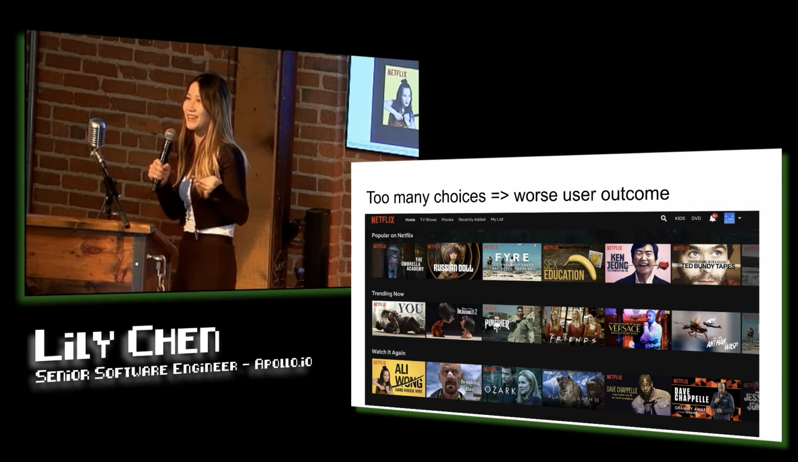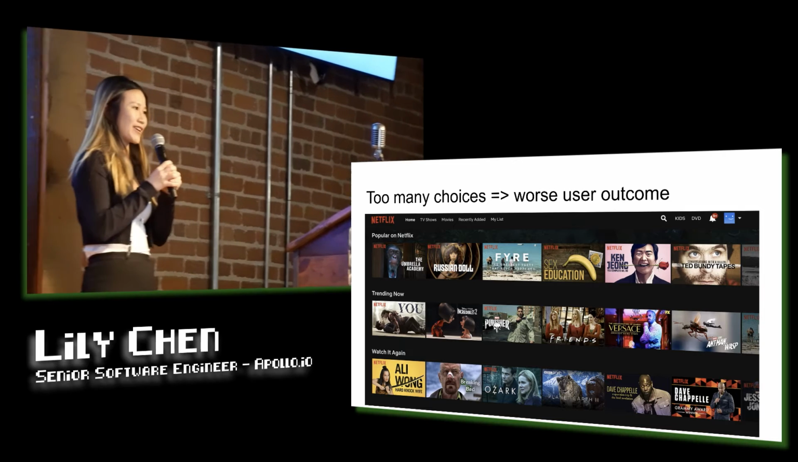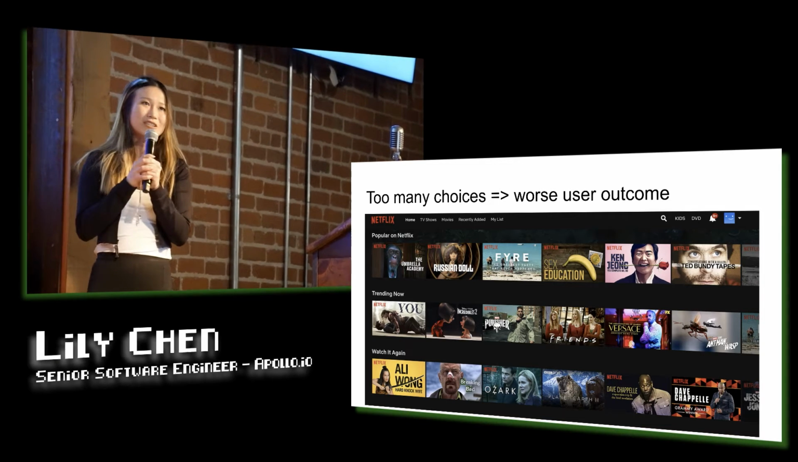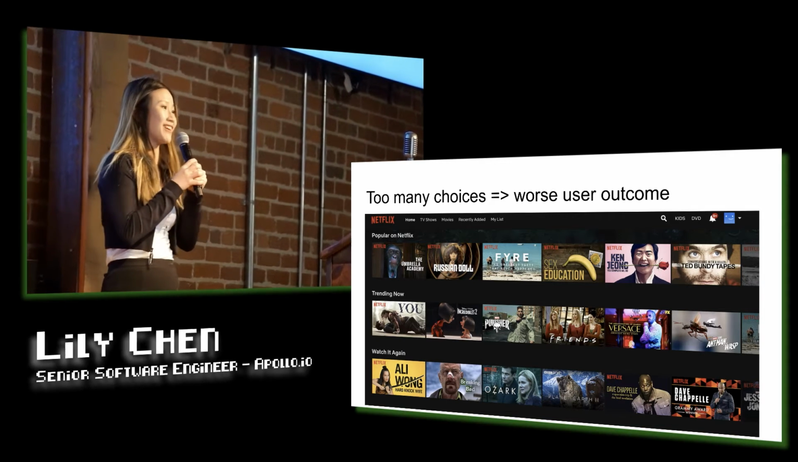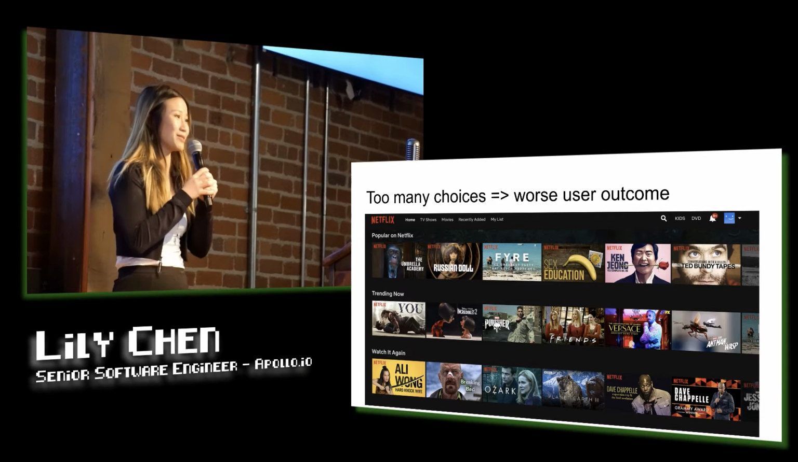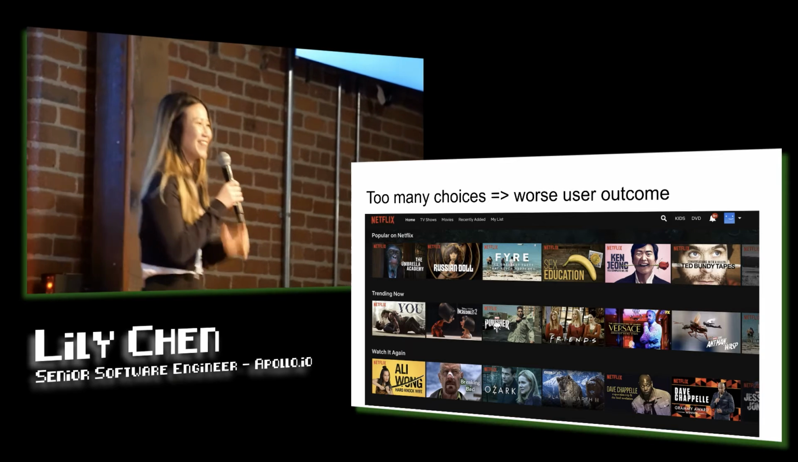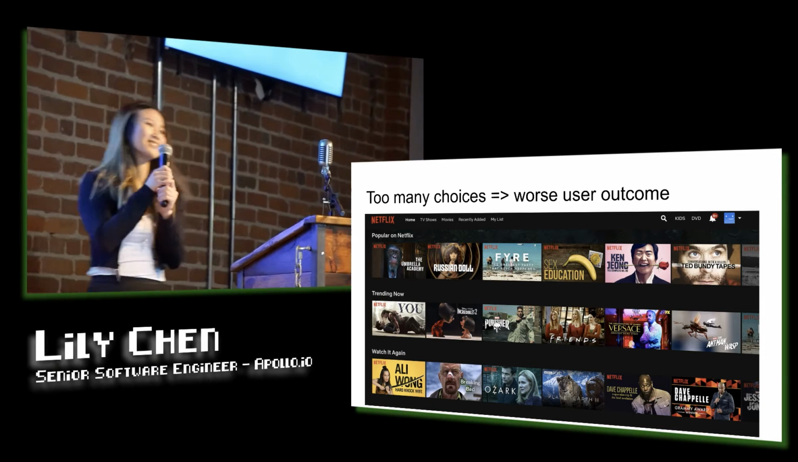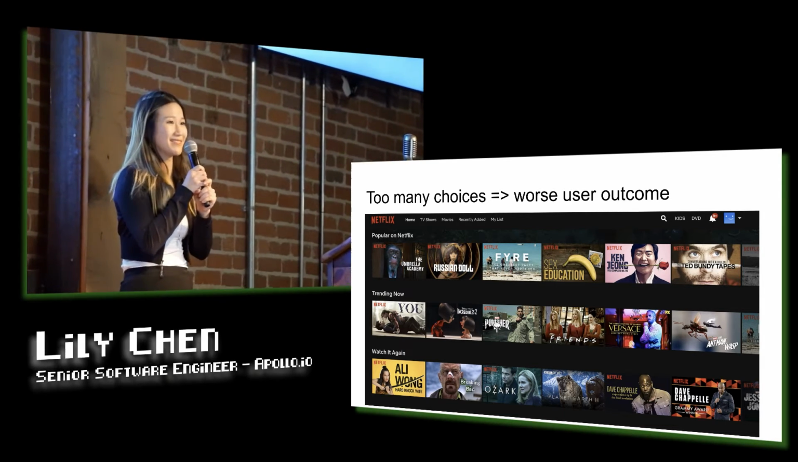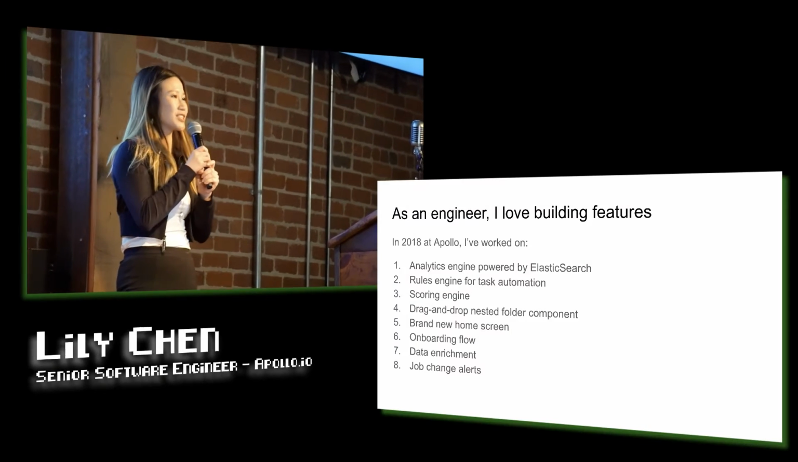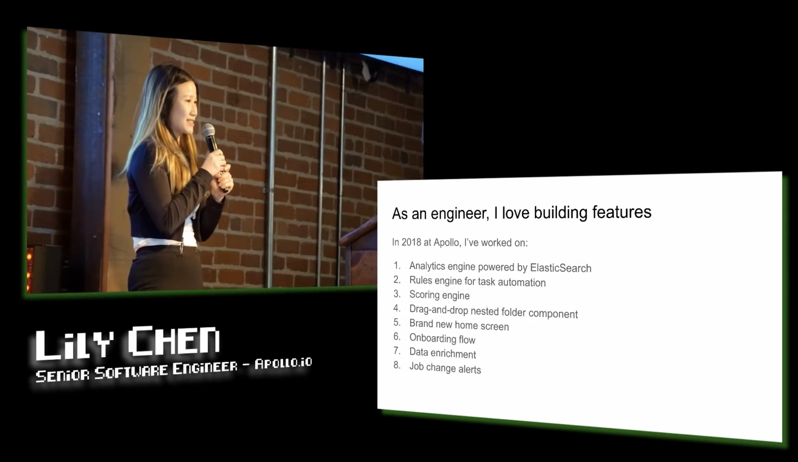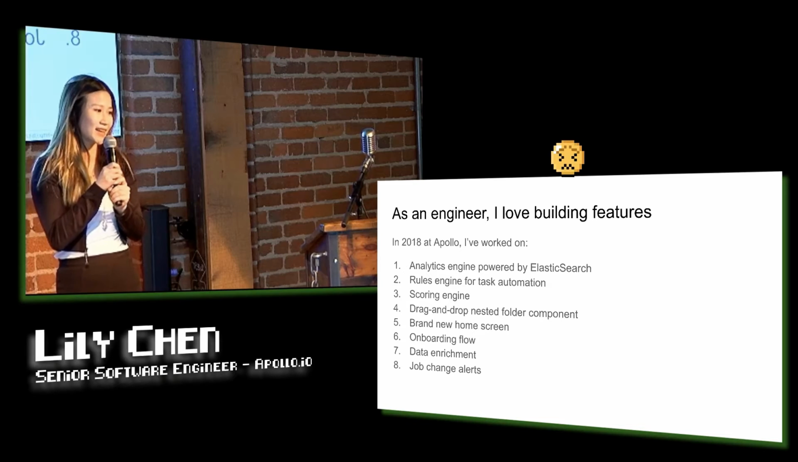So what happened here? Well, what happened was choice paralysis. So I was given too many choices, and it led to a worse user outcome. It's kind of like when I woke up this morning, I looked at my wardrobe, and I was like, I have nothing to wear. But that's not very true. So how does that relate to software development? In some way, having a lot of features is similar to having a lot of choices. It leads to worse user outcome and choice paralysis.